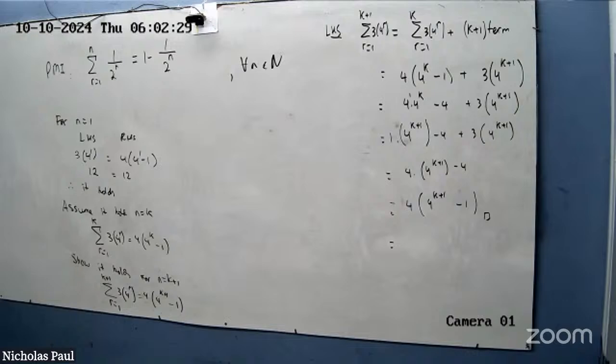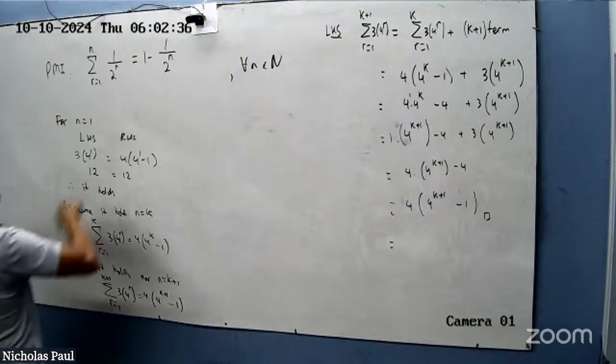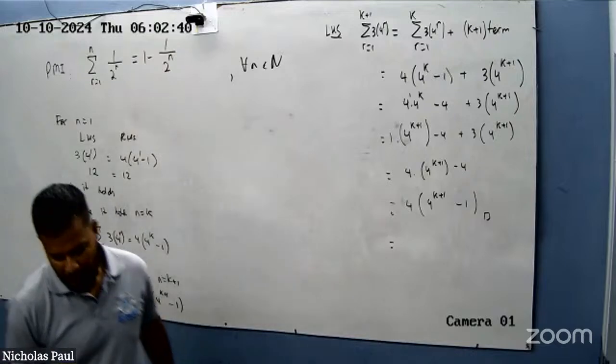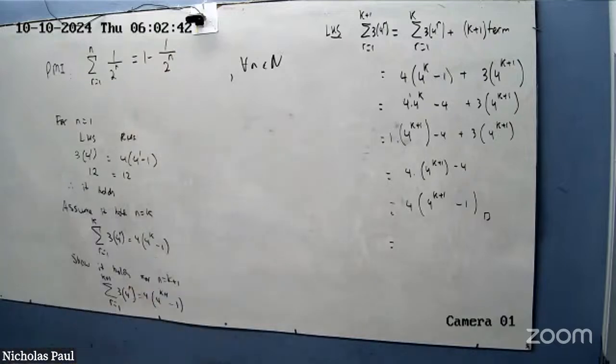Wait, and now look it up. Hold on, check it. It should work out. 1 minus a half is a half. I'm going to make sure I write them in the correct range.